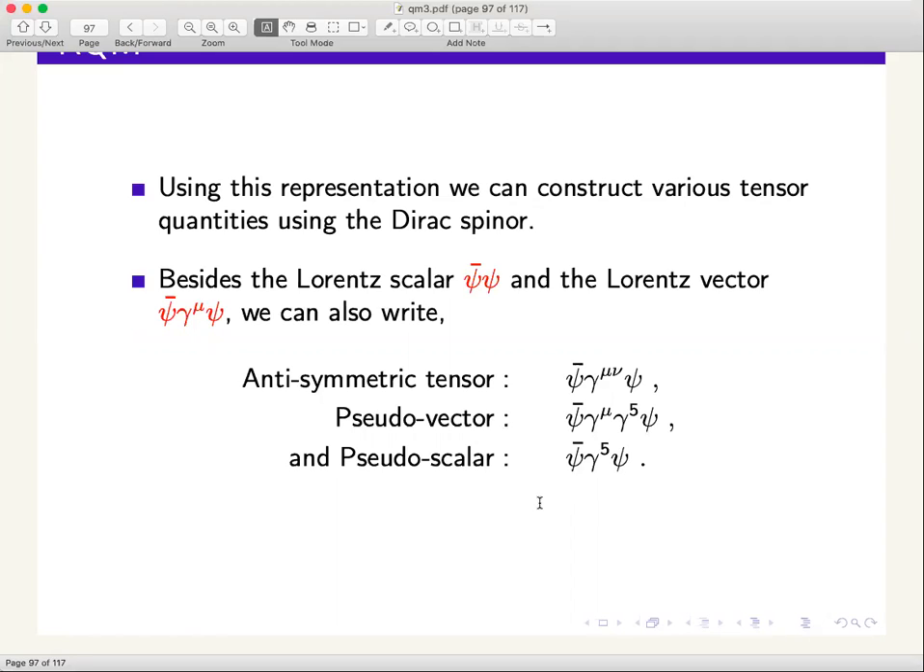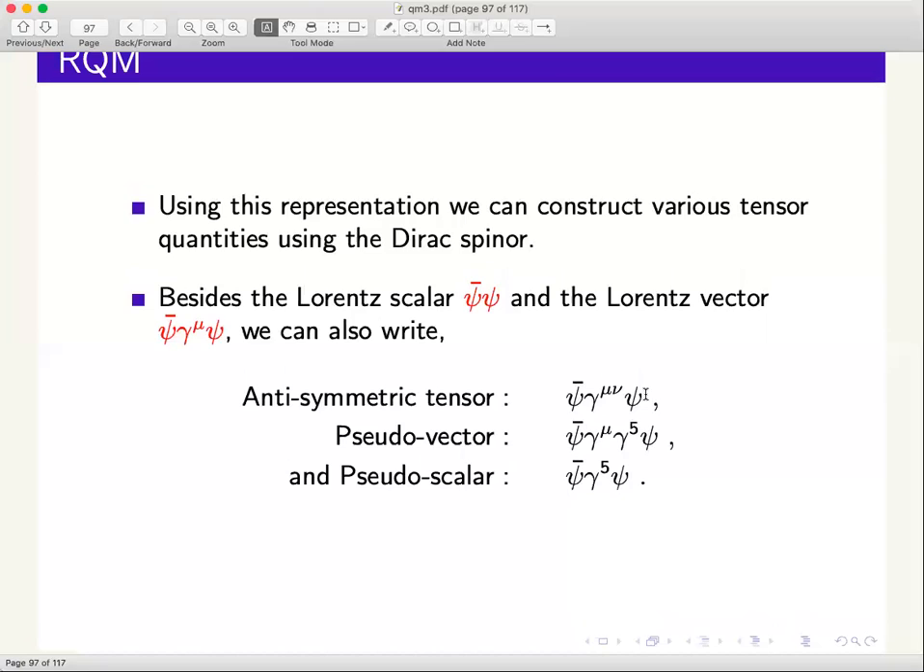Of course, if you work in higher dimensions, say 7 space-time dimensions, then you would have more tensorial structures available. But in 4 space-time dimensions, you cannot have anything beyond what you have listed: scalar, vector, antisymmetric tensor, pseudo vector, and a pseudo scalar, and that is it.